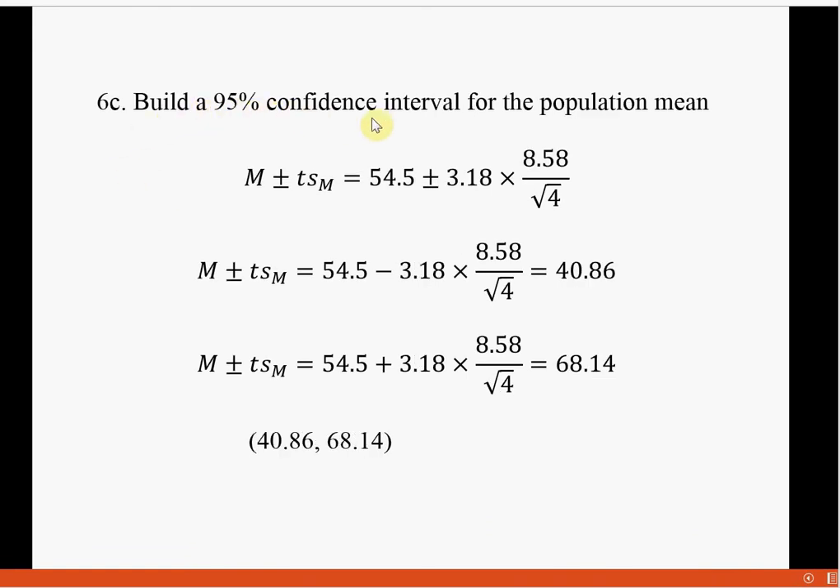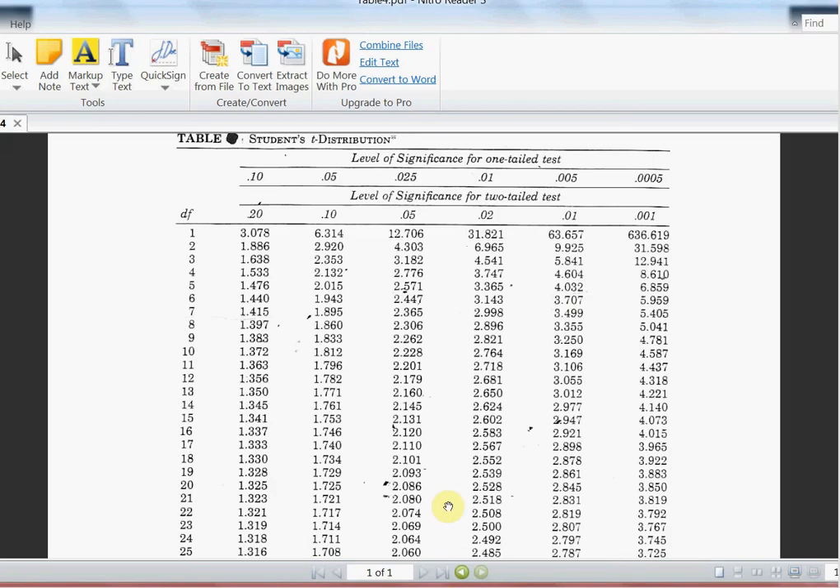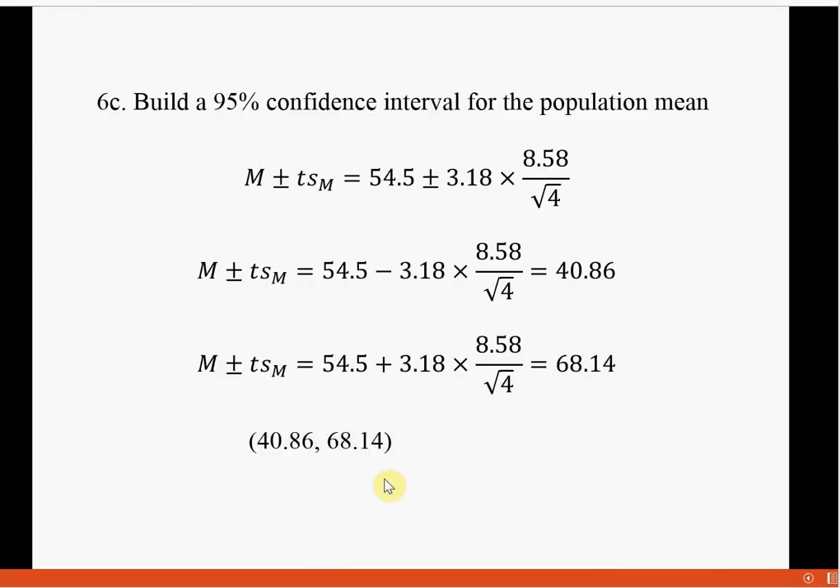6c, build a 95% confidence interval. Same formula, sample mean 54.5 plus minus, now the t-score that corresponds to a 95% confidence interval, 3.18. Let's see how we obtain this value. 5% here goes down until we meet the degrees of freedom 3, that gives us 3.18. Then multiplied by the standard error here. Two calculations for the lower bound and upper bound, and that's the interval.